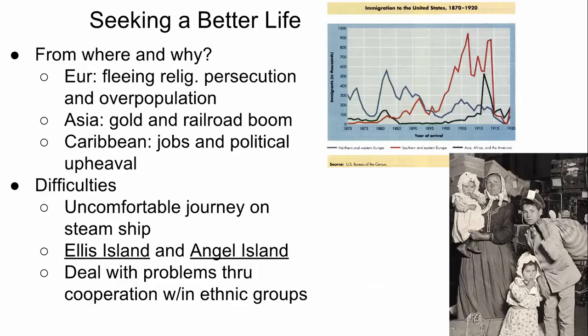So the first thing that we need to talk about is the wave of immigration that comes to the United States here at the turn of the century. And when we talk about the turn of the century, this Gilded Age, we're talking about this period of 1870 to about 1920. So there's three big waves of immigration in U.S. history.